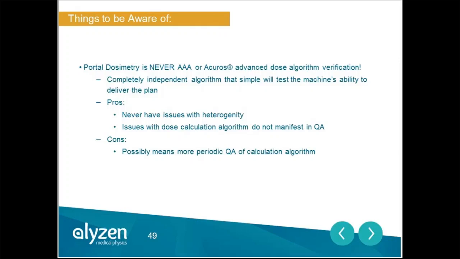And then the other disadvantage is if you do perchance have some issue with the dose calculation algorithm, you're never going to see that in QA. That being said, that means that your calculation algorithms probably need to be checked more periodically. You need to be doing a quarterly test on delivery to an ion chamber or to a different array or something like that to more stringently check your TPS.